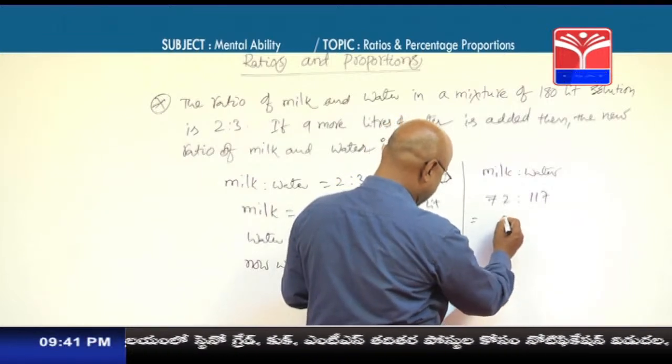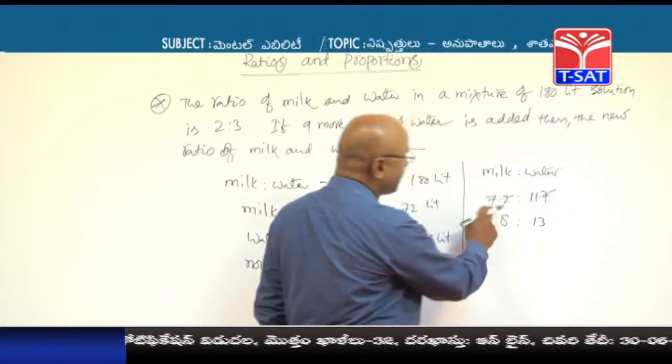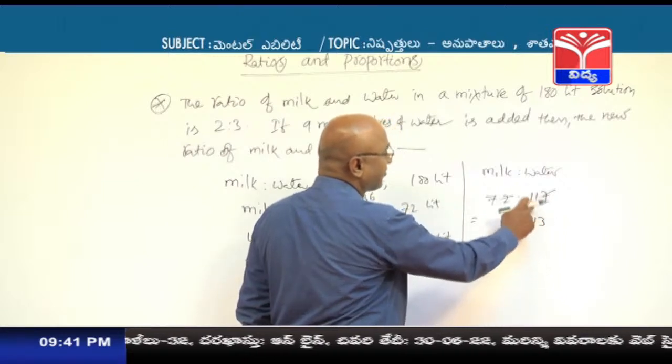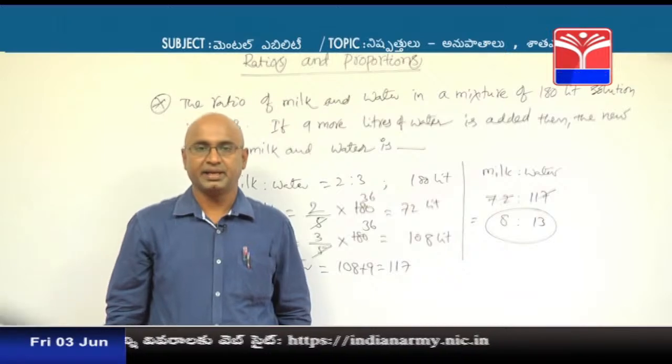And it is 8:13. 9 8s are 72 and 9 13s are 117. Now the new ratio will become as 8:13.